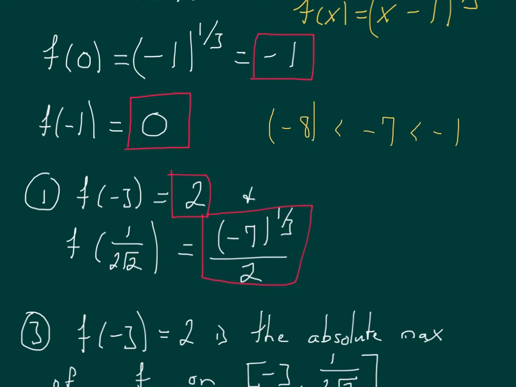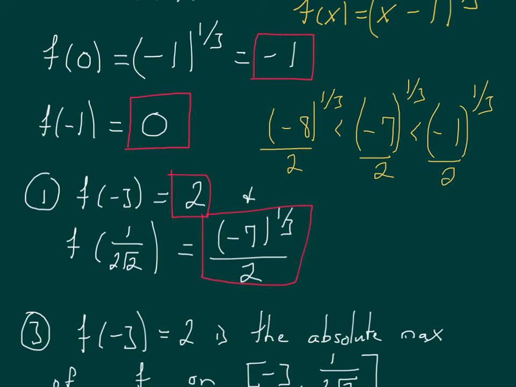So if I raise these to the power 1/3, the 1/3 function is increasing, so it preserves order. The inequality is going to be maintained. And if I then divide by 2, again, because I'm dividing by a positive, the inequality is going to be preserved. I did all that because the number in the middle is the number that I was interested in. And I chose the numbers minus 1 and minus 8 because I know what their cube roots are.